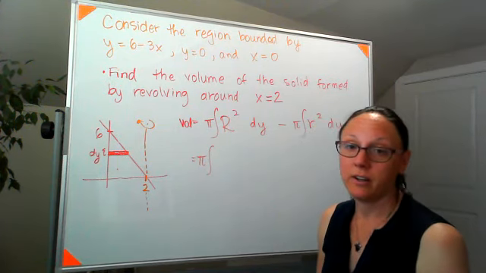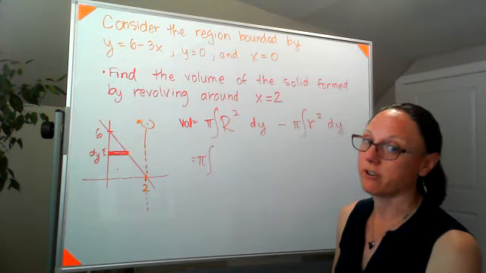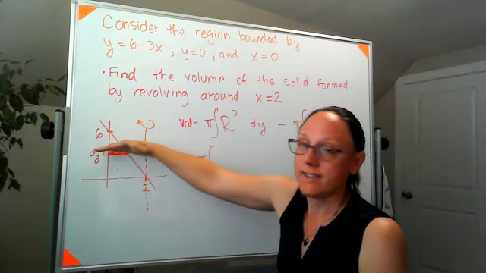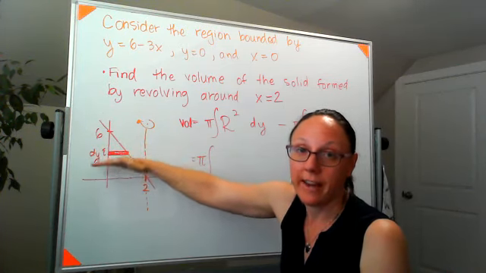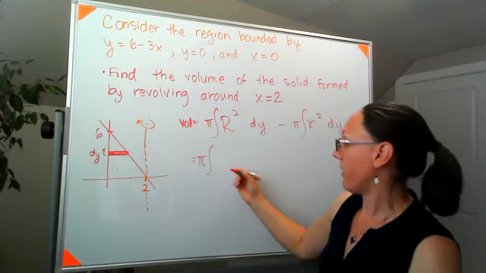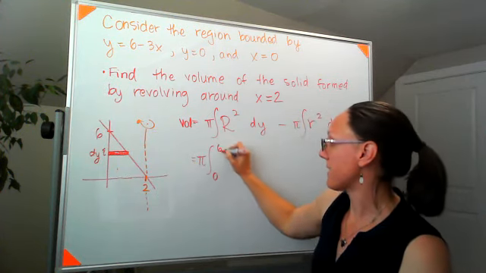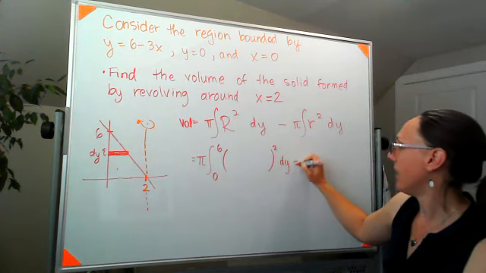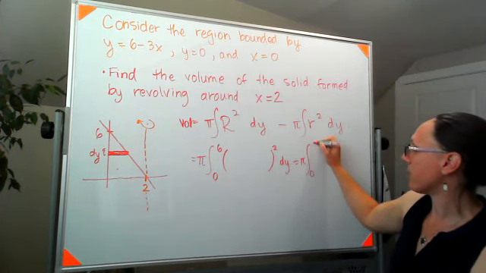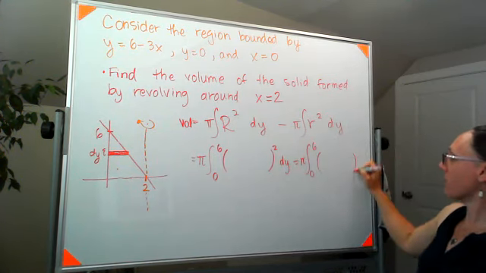Let's deal with our bounds for the integral first. These cross-sectional slices are going to come down as far as 0 and up as far as 6. So my integrals are going to go from 0 to 6. I'm going to have pi, the integral from 0 to 6 of something squared dy, and then minus pi times the integral from 0 to 6 of something else squared dy.